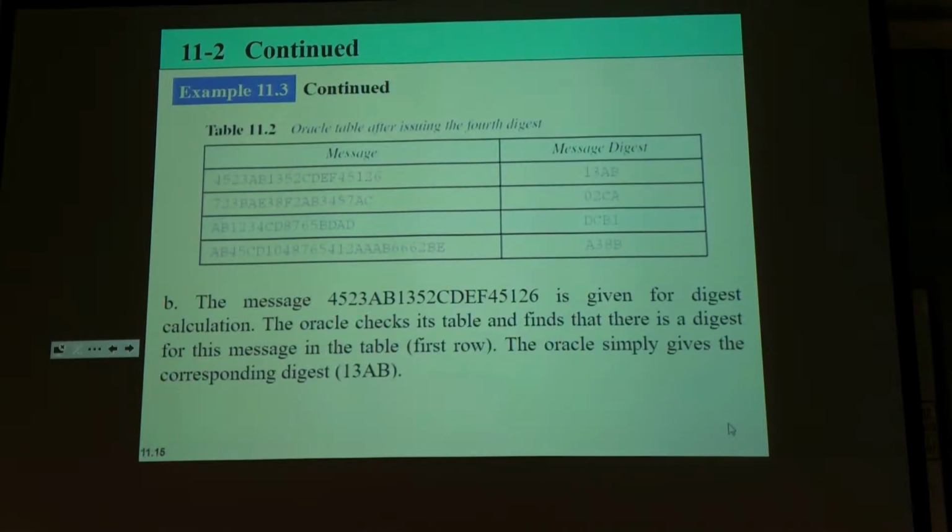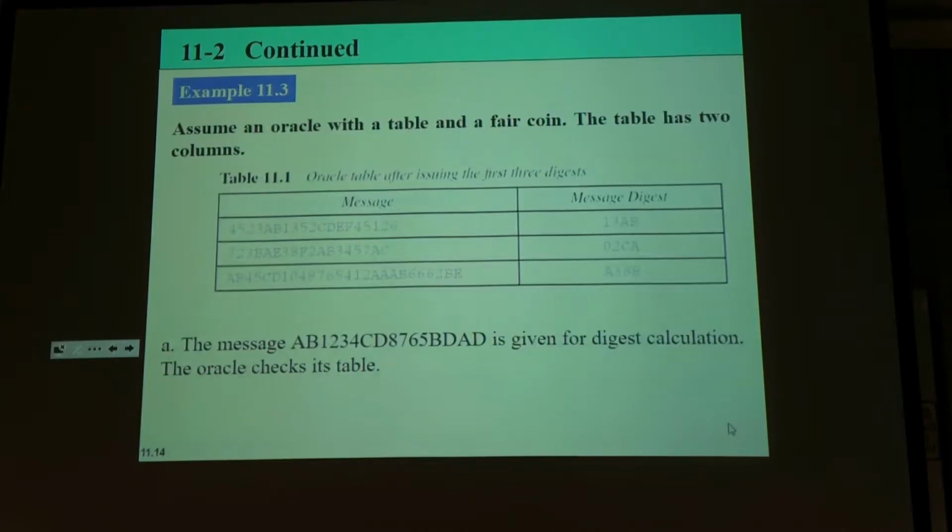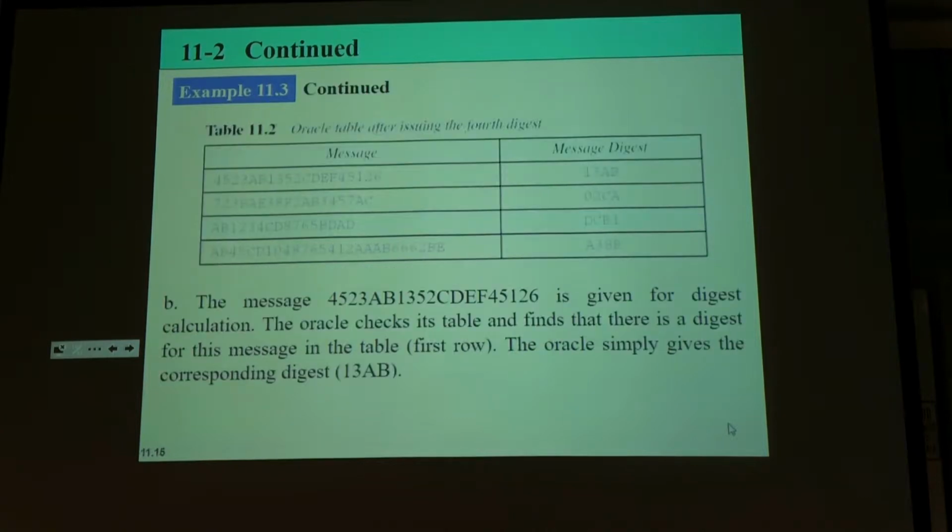How about here? The message 523AB, which is this one, is given for digest calculation. The oracle checks its table and finds that there is a digest for this message in the table, first row. The oracle simply gives the corresponding digest, which is 103AAB, right?